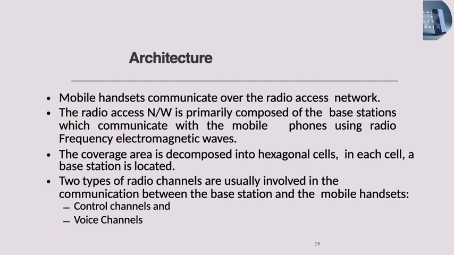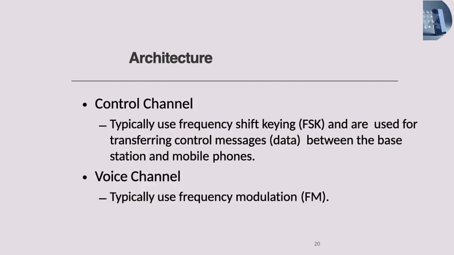Two types of radio channels are usually involved in the communication between a base station and the cell phones: control channels and voice channels. Control channels typically use frequency shift keying or FSK and are used for transferring control messages between the mobile phone and the base station. As specified in the slide, the second type of channel is the voice channel. Voice channels typically use frequency modulation or FM.